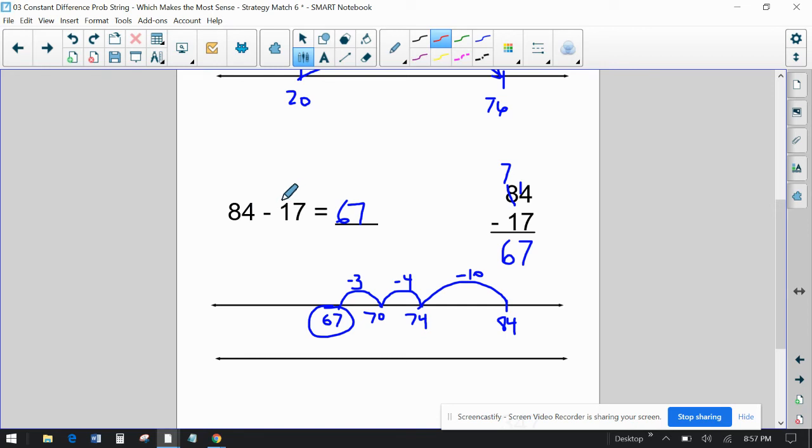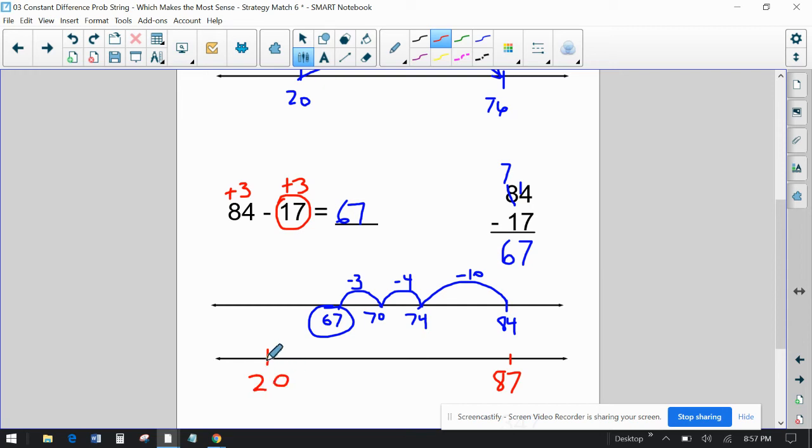What you do is you look for the small number and you see how can you tweak this small number to make it friendly? And right here, my answer is I'm at 17. If I add 3, I'm at 20. Well, that means if we're doing constant difference, we need to also add 3 to this side. So I've changed my entire problem now. 84 plus 3 is 87. And 17 plus 3 is 20.